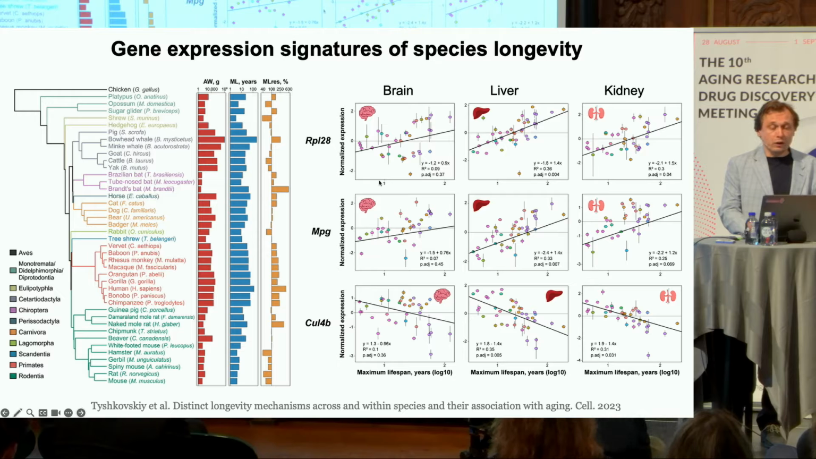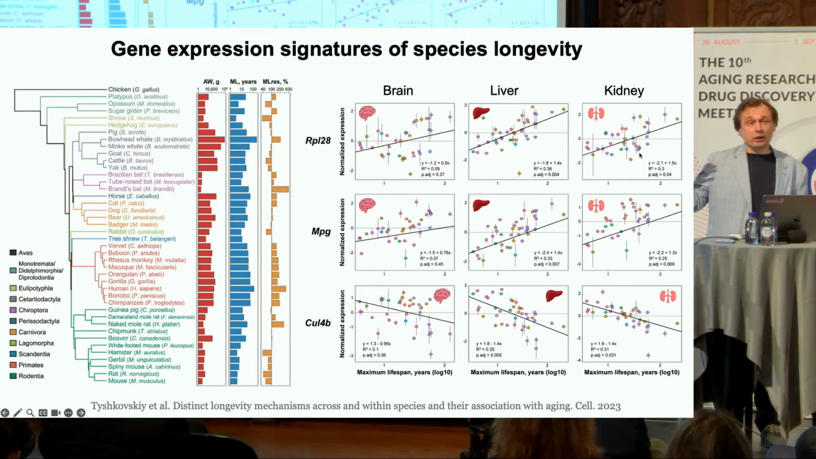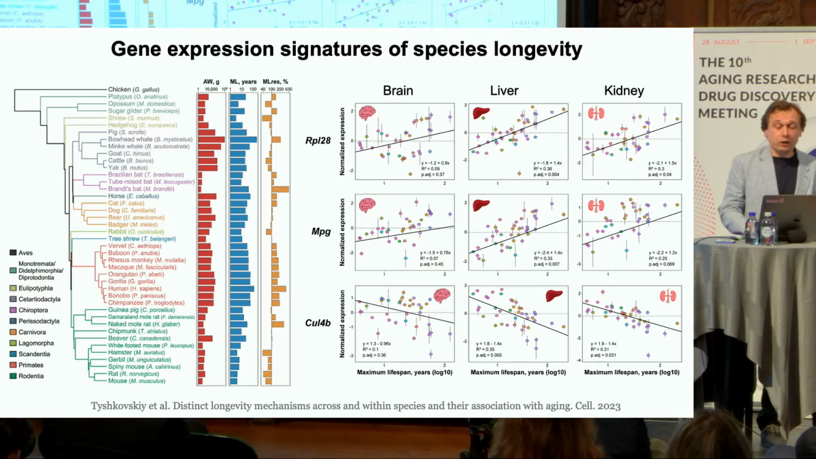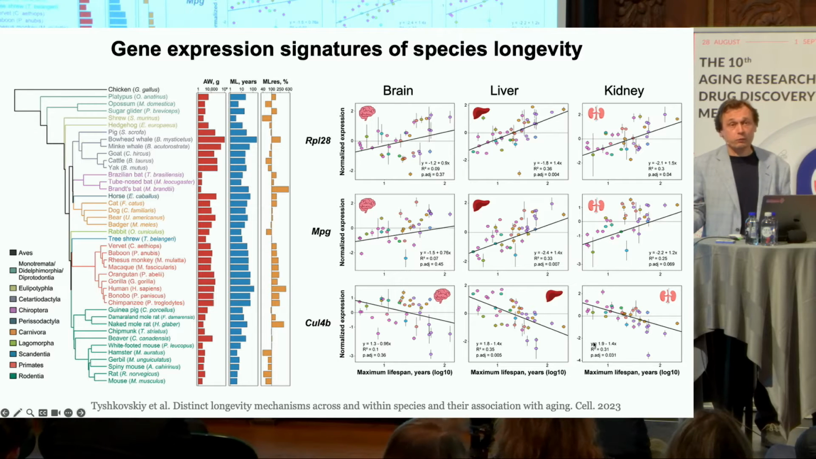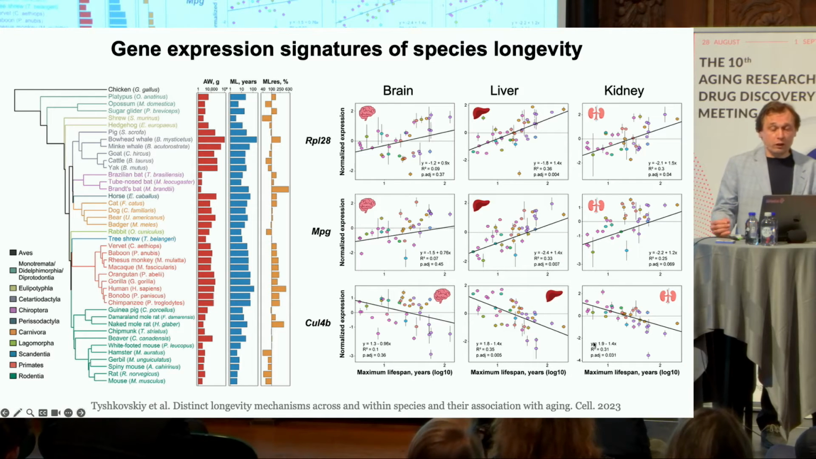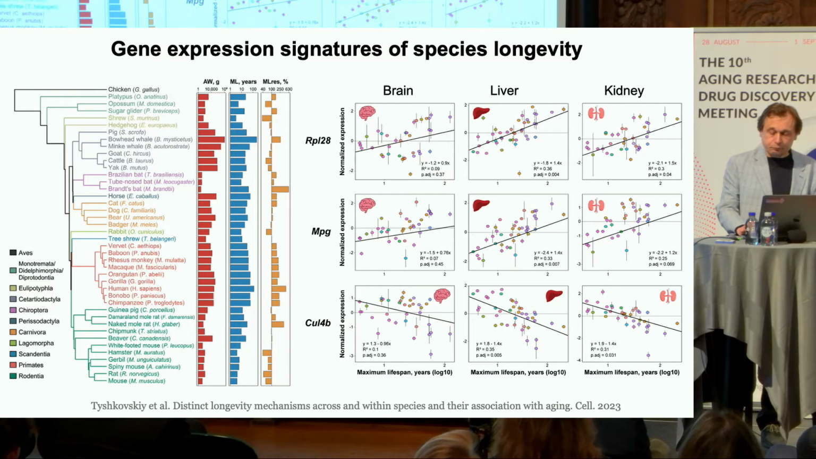Species are shown here, and here are the representative genes, 1, 2, 3, in brain, liver, and kidney. You can see that if a gene is increased in expression with the increase in lifespan across species, it typically does so across tissues like brain, liver, and kidney. If it decreases, it also decreases in all 3 tissues. It really helps us develop multi-tissue parameters of longevity.